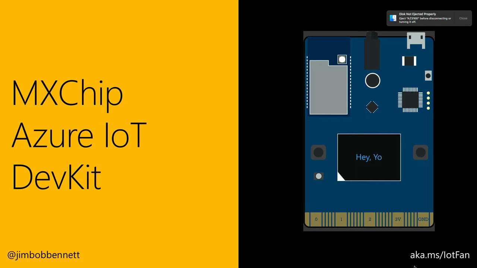Now, the particular board that I happen to like is the MXChip, or the Azure IoT Devkit. I love this board. I actually got into IoT about a year ago, simply thanks to one of these boards. A friend of mine, Suze, she gave me one. I started playing with it. I got hooked. These are awesome. These are Arduino-compatible boards. They're pretty cheap. They're about 40 bucks or so for one of these.